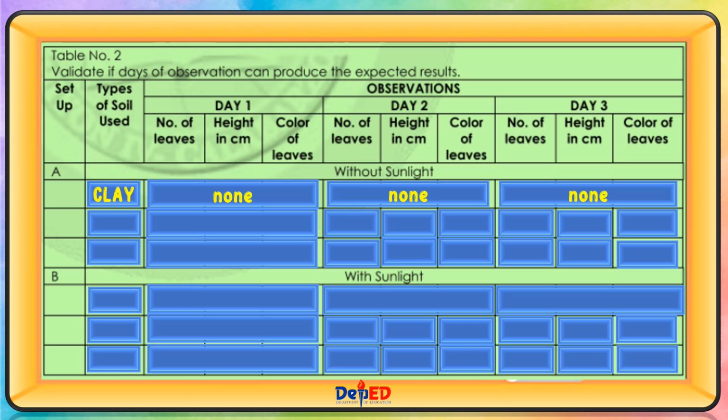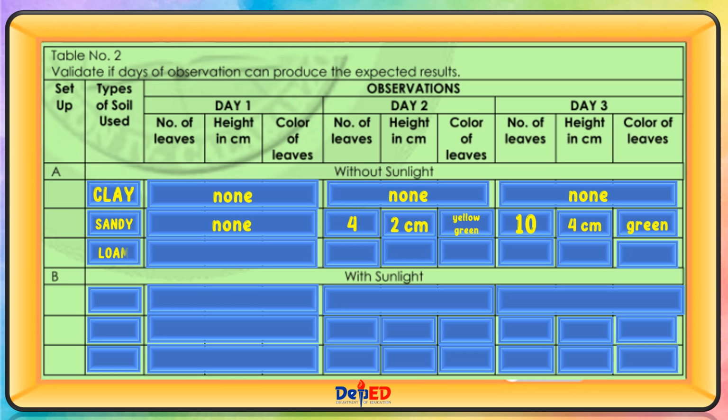Type of soil used, sandy. Day 1, number of leaves, height in cm, color of leaves: none. Day 2, number of leaves, 4. Height in cm, 2 cm. Color of leaves, yellow-green. Day 3, number of leaves, 10. Height in cm, 4 cm. Color of leaves, green.